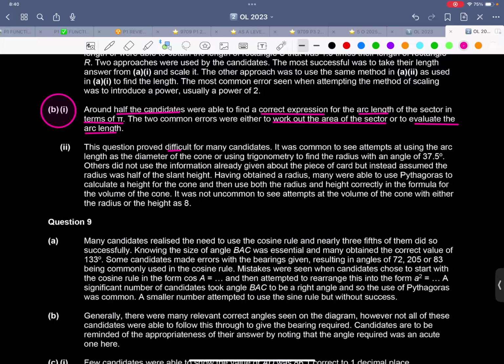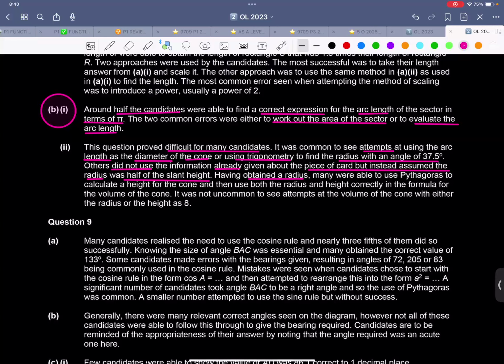This question proved difficult for many candidates. It was common to see attempts at using the arc length as the diameter of the cone or using trigonometry to find the radius with an angle of 37.5. These are mistakes that they're talking about. Others did not use the information already given about the piece of card, but instead assumed the radius was half of the slant height. They just assumed. So these are all mistakes.